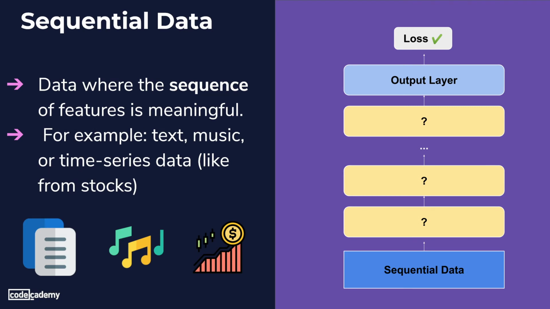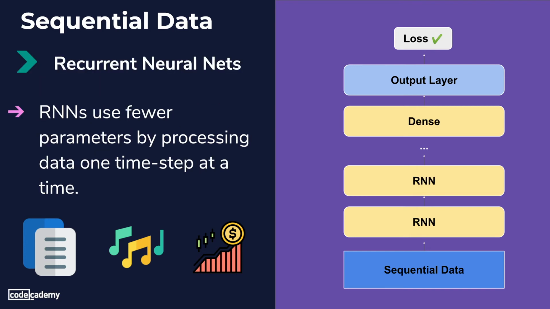Another common type of data is sequential data, data where the sequence of features is meaningful. For example, text data, music, or time series data, like from the stock market. Similarly to how CNNs rely upon properties of images, recurrent neural networks, referred to as RNNs, use fewer parameters by processing data one time step at a time, with the same weights. When processing sequential data, we can use one or two RNNs as the first layers in our network.